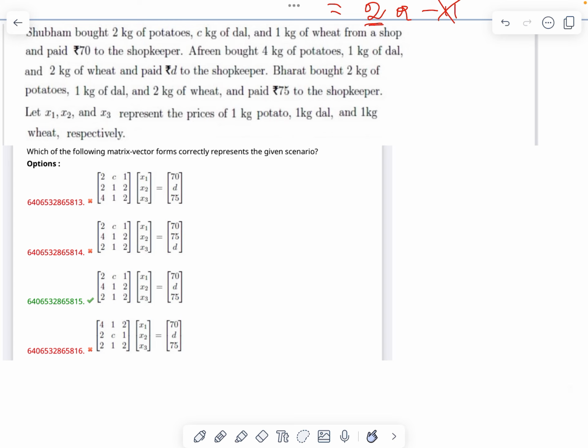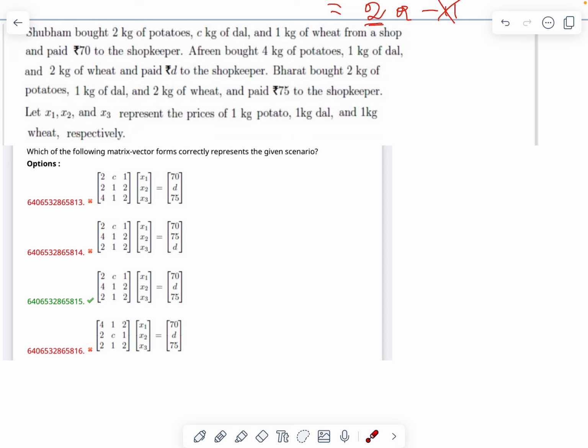Now going on to this matrix type of question. They are saying here, Shubham paid for 2 kg potatoes, 3 kg of dal, 1 kg of wheat, totally 70 rupees paid to the shopkeeper. Like this, Shubham, Afreen, Bharat have bought some vegetables and groceries. At the end they say, let x1, x2 and x3 represent the price of 1 kg potato, 1 kg dal and 1 kg of wheat.